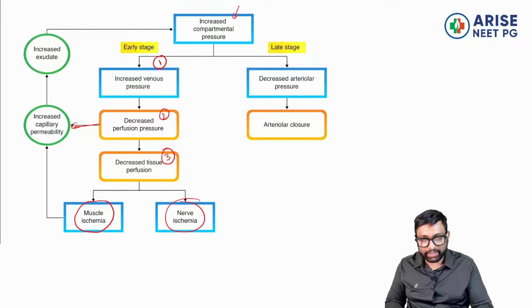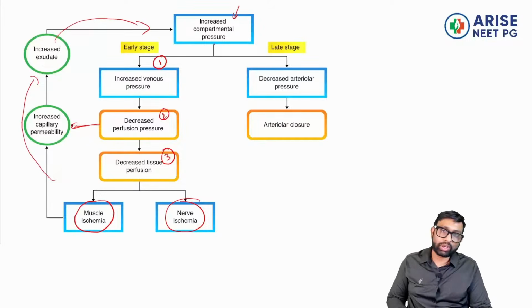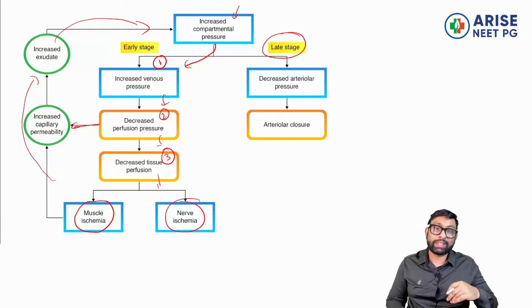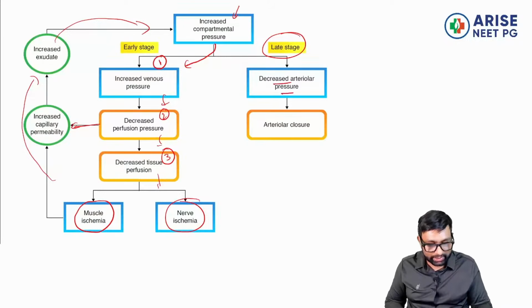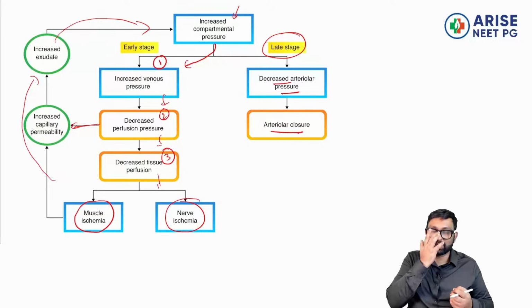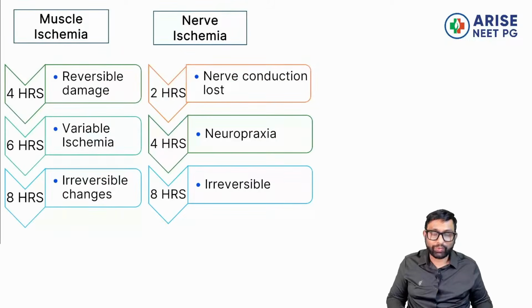And also because of increased capillary permeability, more exudates go into the compartment, so there is more increase in compartment pressure. So this vicious cycle keeps continuing again and again. In late stages, even the arterioles, which are thick and don't collapse easily, close because of decreased arteriolar pressure, and patients will have a weak or reduced pulse. So this patient has all of these features. He has features of early compartment syndrome where the pulses are still becoming weak. This is a classical case of compartment syndrome.